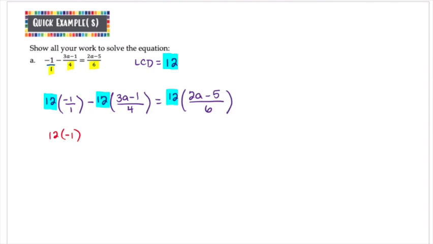Over here we got 12 divided by 4 is 3, so I can cross cancel. And I'm left with -3 times (3a - 1) equals, over here 12 divided by 6, I can cross cancel as well. 12 divided by 6 is 2, so I'm left with 2 times that binomial. So we end up using the LCD so we don't have any fractions, making this a normal solve for A type of problem. So I'm going to solve for A by applying distribution, combining like terms, and getting my A value.